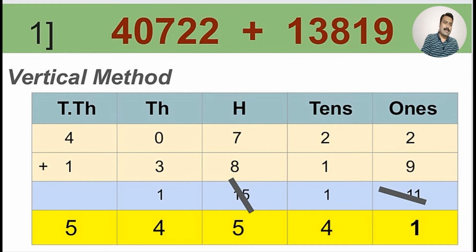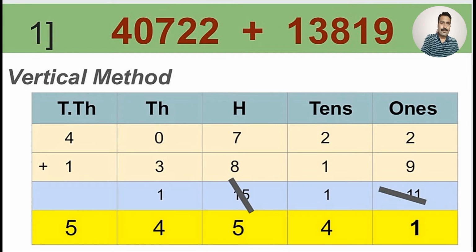Now we write here 11, 2 plus 9 we get as 11. Now 11 is a 2-digit number, so for 11 we write 1 into the main answer, and next 1 we take as a carry into the tens column. You can observe there. Now after making addition of ones, let's move towards the tens column.